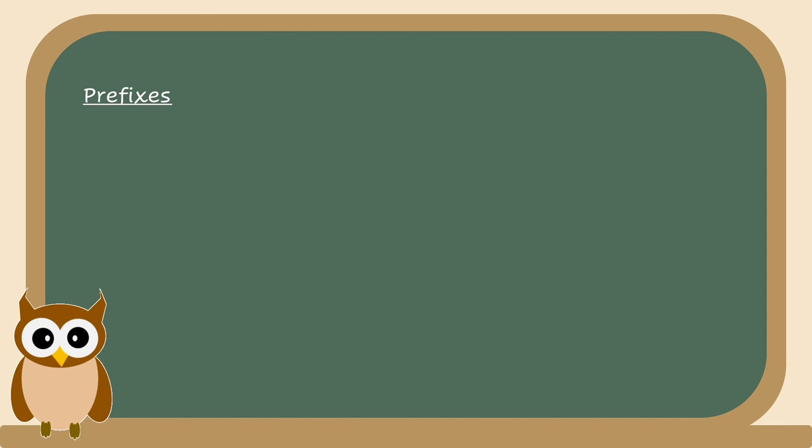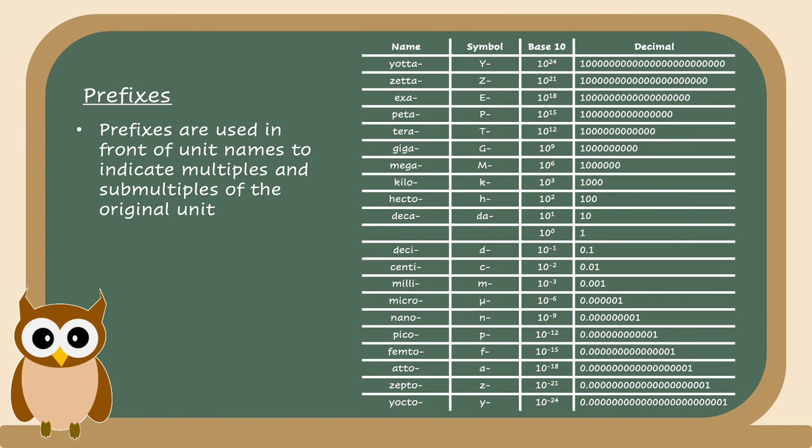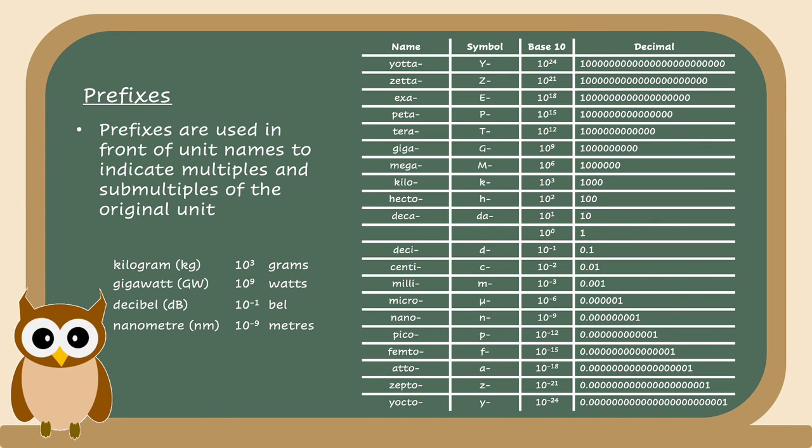Let's look at the meaning of prefixes. Prefixes are used in front of unit names and also indicate the multiples of the original unit. This table shows all of the names of the existing prefixes used. Examples of this would be the kilogram, the gigawatt, the decibel, and finally the nanometer. These are just 4 examples of the many units that can be derived from the original list of 7.